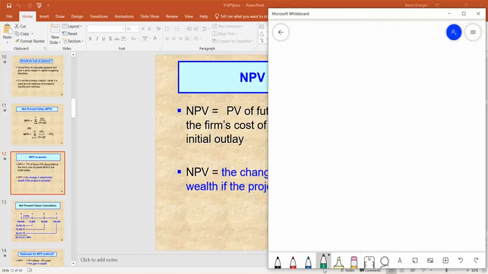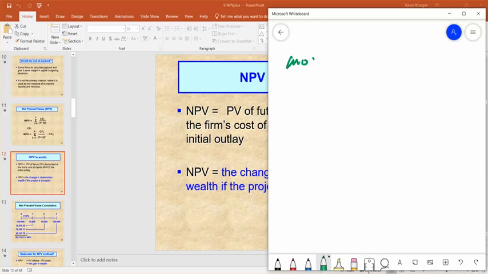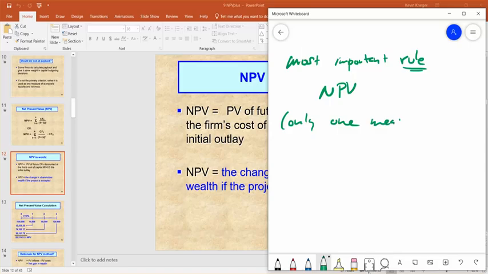So if I say something like the most important criteria or rule, tool in our toolbox, the most important rule is NPV. And a big part of it is that it's the only one that we measure in dollars.